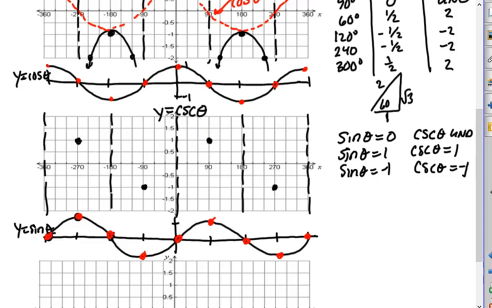And then we're going to have the same thing going on with the 1/2. Only in this case, sine of 30 equals 1/2. Sine of 150 equals 1/2.